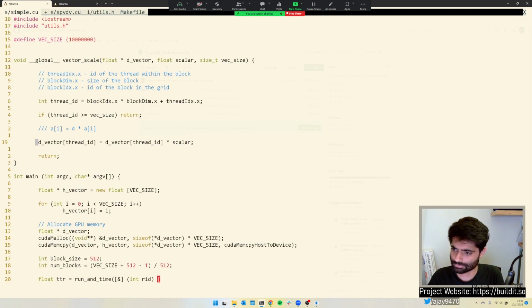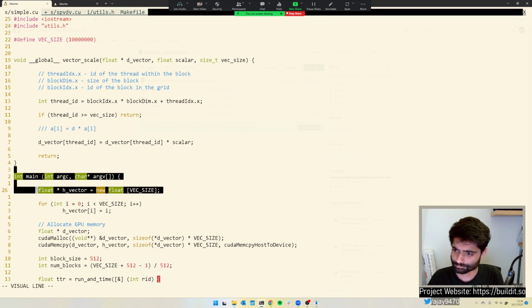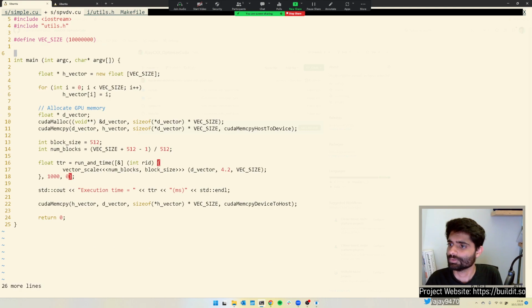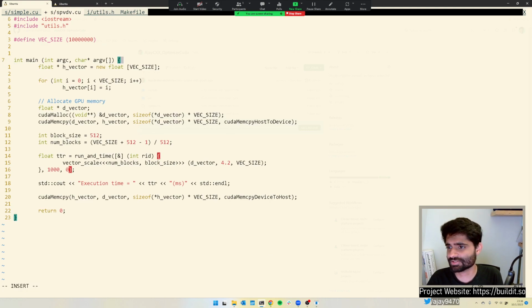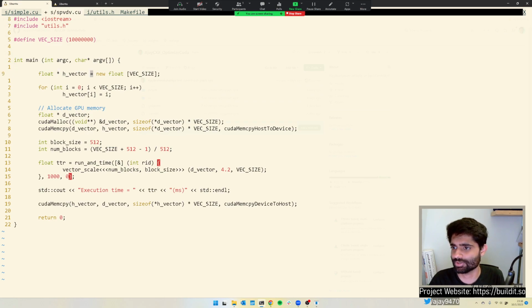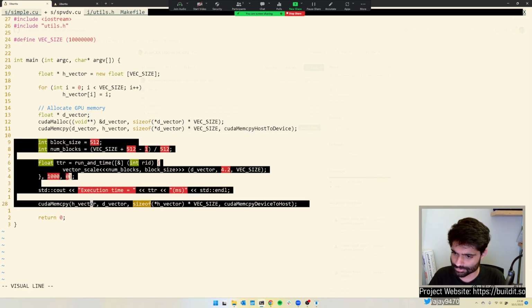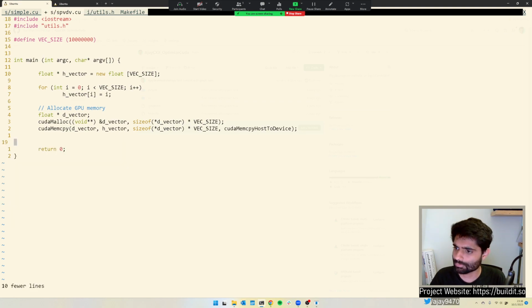Let's see. The main function is almost the same. So this is going to be our dense vector. I'm going to call this h underscore vector. And we have allocated memory for it on the GPU. This will be rewritten, so let's forget that for now. Let's also allocate our sparse vector.